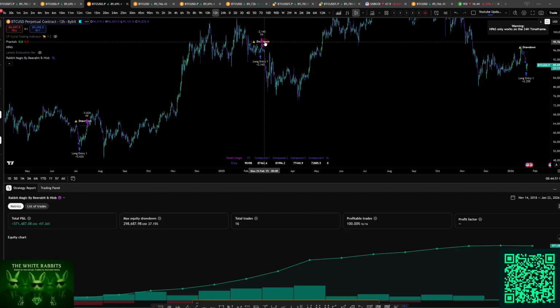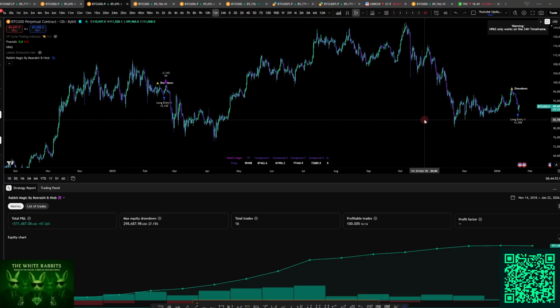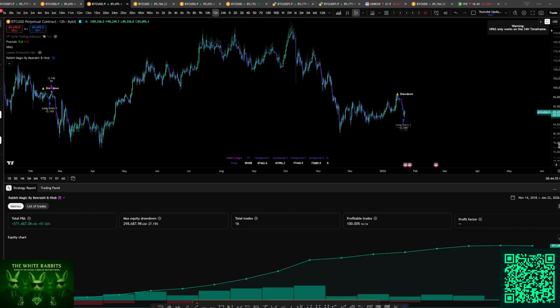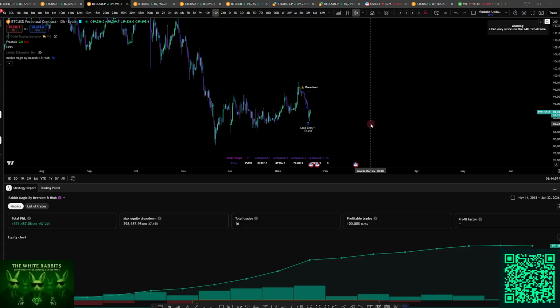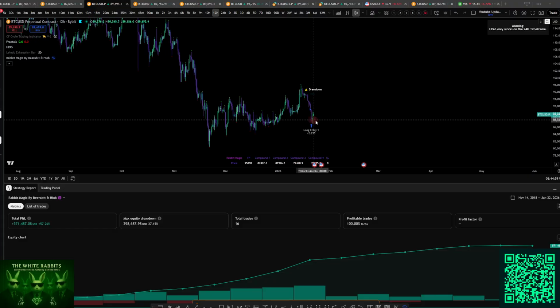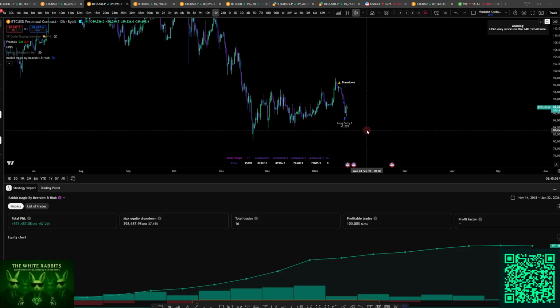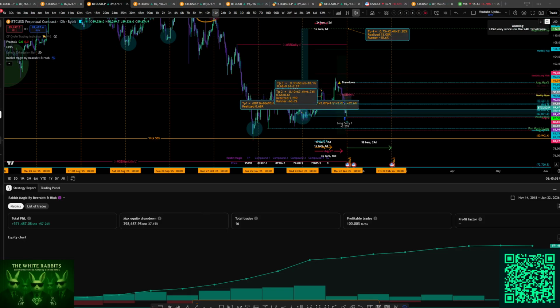Now looking at the current setup, it looks very similar to those past cases. Of course, the big question is whether price reverses from here or whether this becomes one of the lower probability scenarios where it takes more time and maybe goes lower first. And again, this is where timing becomes extremely important.